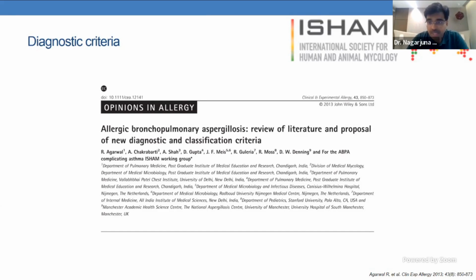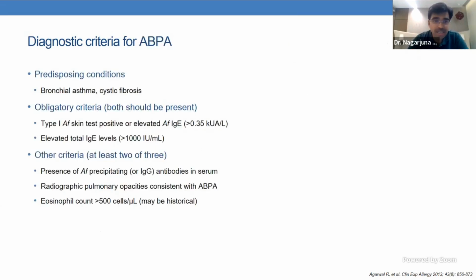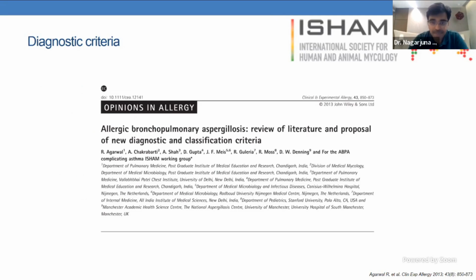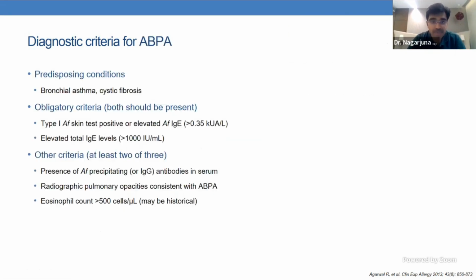As has been elucidated by the previous speaker also, the original criteria were the Rosenberg-Patterson criteria. Then in 2013 came the ISHAM criteria. Since then, ISHAM criteria were one of the most commonly used criteria for diagnosing ABPA. This was the original ISHAM criteria where you have to have a predisposing condition. So this can be asthma or cystic fibrosis. In India, it is asthma.